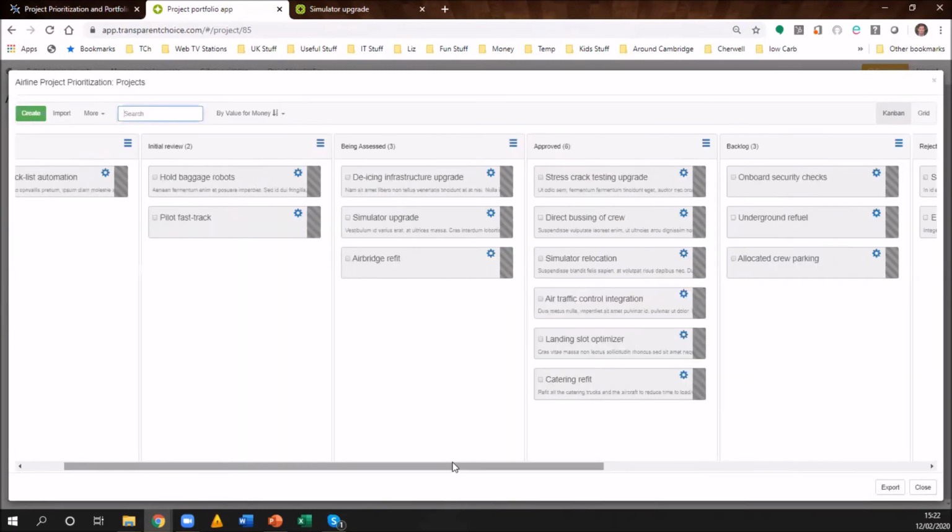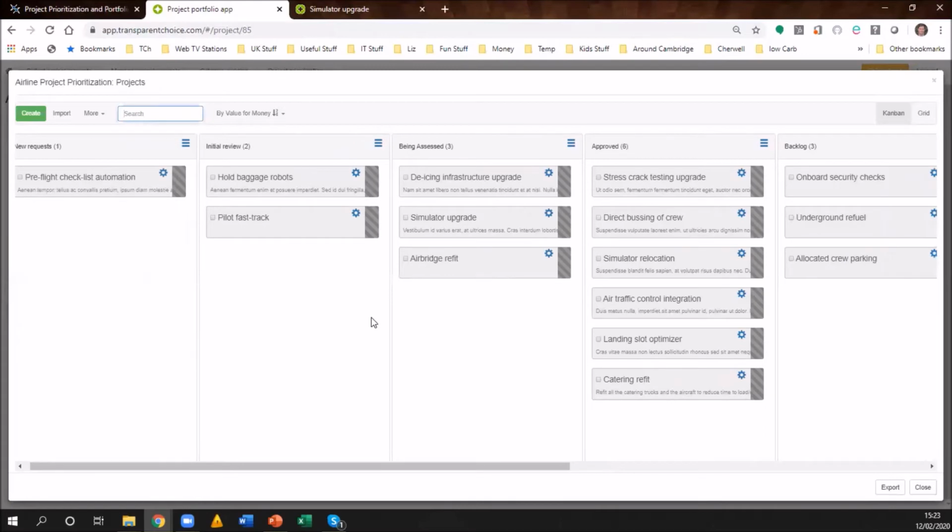And the goal here is to collect, at each step in this process, each stage of this Kanban, information about the project. We're going to score it against the criteria. We're going to do a risk assessment. We're going to estimate how much resource it needs. We're going to look at what this project might contribute to our KPIs, things like that. And we're going to do that consistently.